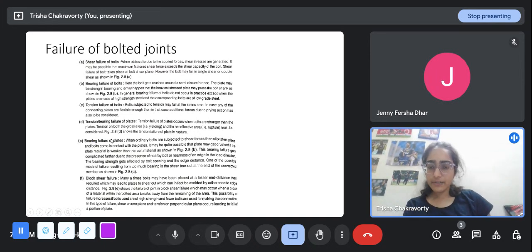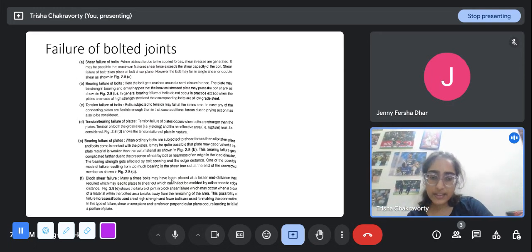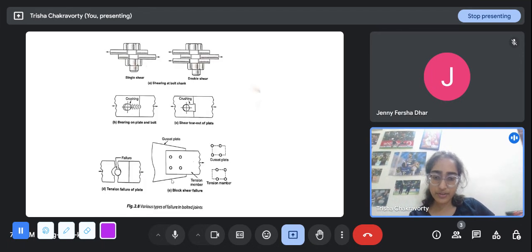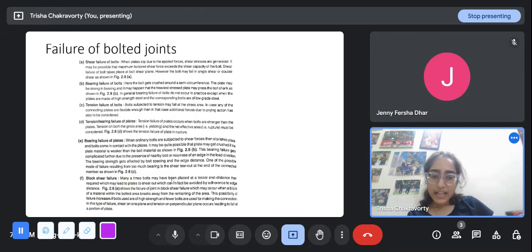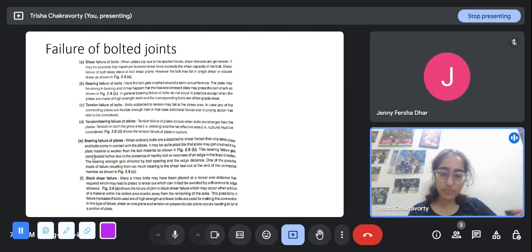And then there is bearing failure of plates. When ordinary bolts are subjected to shear forces, then slip takes place and the bolts come in contact with the plates. As I said, once the friction has gone, the bolts bear against the bolt holes. It may be quite possible that the plate may get crushed if the plate material is weaker than the bolt material. That is what usually happens, and this bearing failure gets complicated further due to the presence of nearby bolts. This edge distance part we'll look at later; these are basically complications that appear in formulas in the codes.